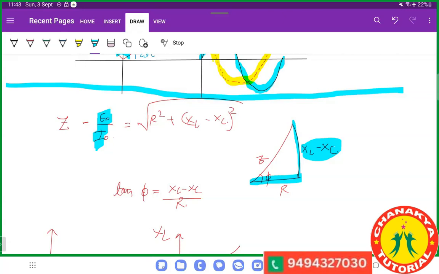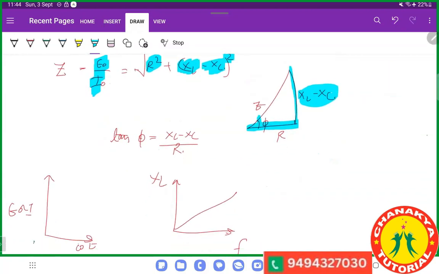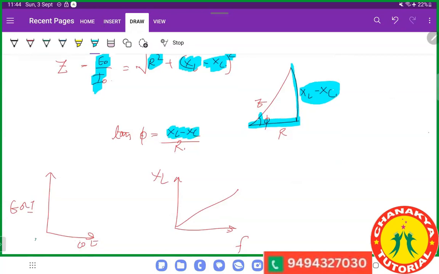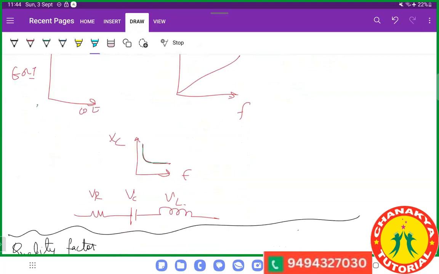Whatever we are getting, obviously, it will be vector addition, a square plus b square plus 2ab cos theta. But here we are saying cos theta is 0. The angle between them is 90 degrees. So cos 90 is 0, so we will not consider that. We'll just see here: Z equals root of R square plus (XL minus XC) the whole square. This is your phase angle phi. So tan phi equals perpendicular by base. Perpendicular is XL minus XC, by base R. These are some simple graphs.